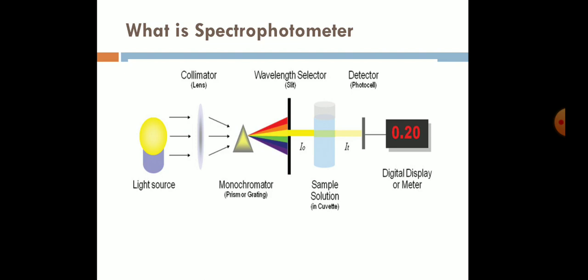Then when the light comes out of the sample, the intensity is decreased, and that intensity is measured, that is, the reduction in the intensity of the light, with the help of a device called a detector. Then the detector digitally records the absorption of the light, and on the display we can see the absorbance value. What is absorbance? Absorbance is the ratio of the incident light to the transmitted light.